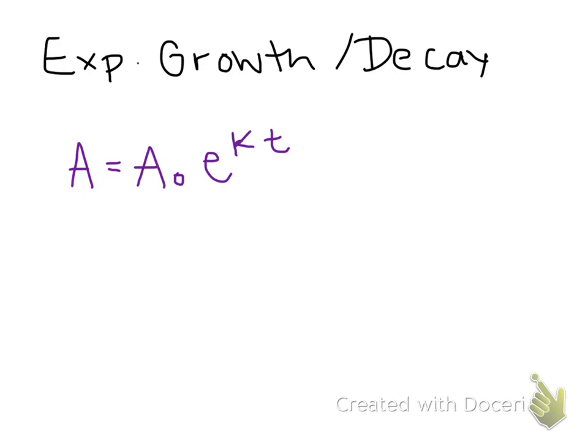So t is going to be time. A with this little 0 means your initial, like whatever we're dealing with, whether that be a population or a substance. The 0 indicates that's the starting one. The other A would indicate the ending one. And k is going to be kind of like the idea of a constant slope. So we're always going to be finding k in these problems.